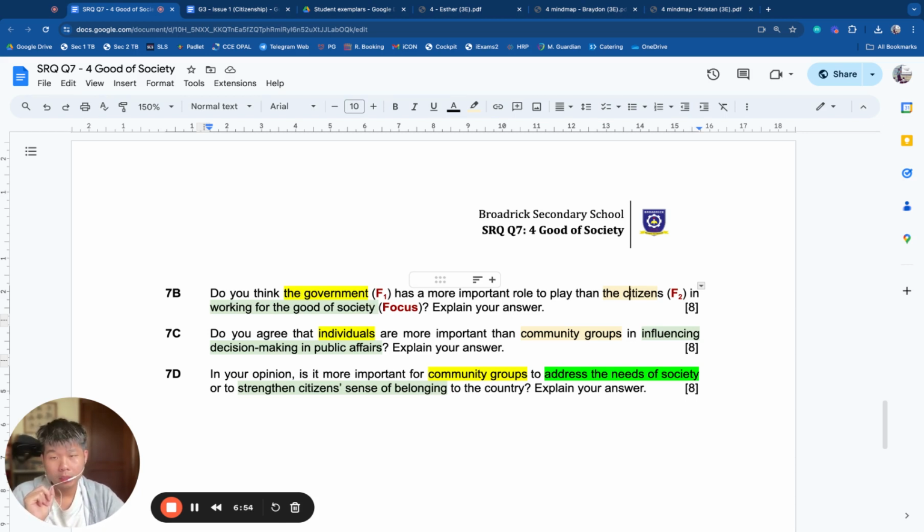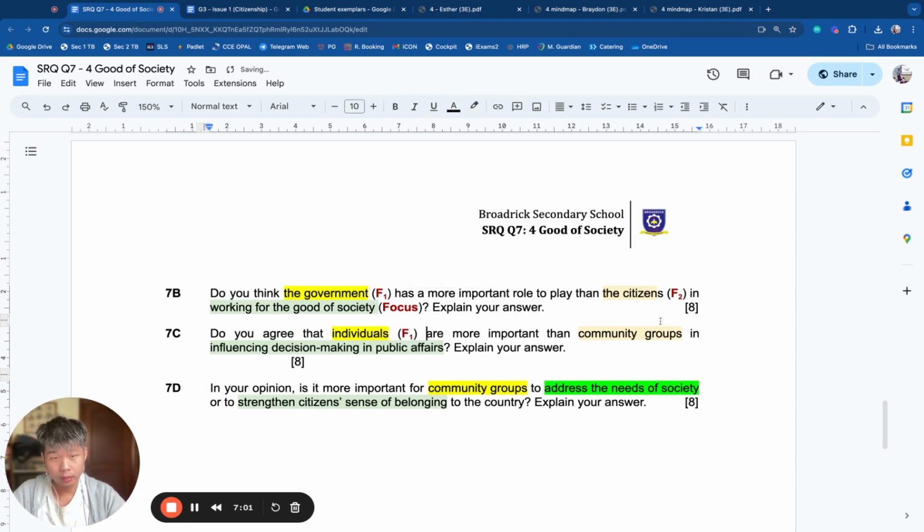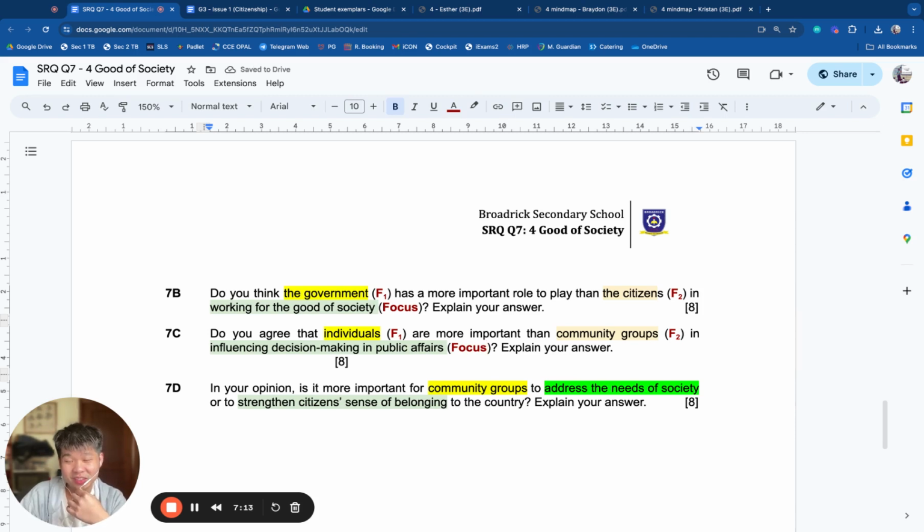So this essay is very clear cut. Similarly, 7C, individuals is factor 1, community groups is factor 2, and influencing decision making in public affairs is the focus. I think you don't need me to elaborate further.